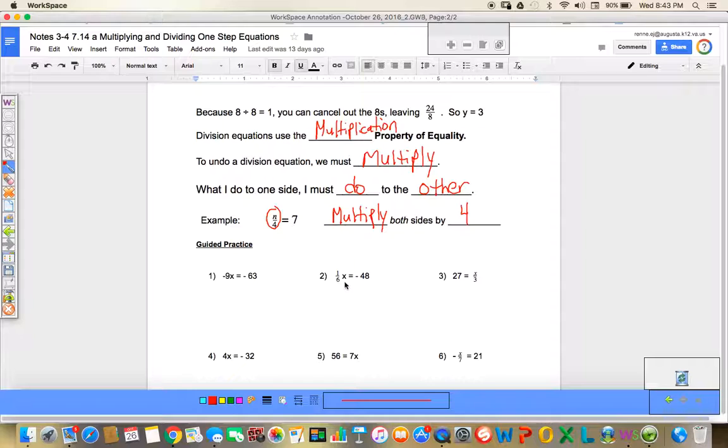Now, you can look at it like this. If I took a cup and split it up into 4 parts, and one of those 4 parts equals 7, well, if one part equals 7 and I have 4 total parts to make one whole, then I need to multiply both sides by 4 to make a whole. And 4 divided by 4 is a 1 in disguise, so n equals 28.